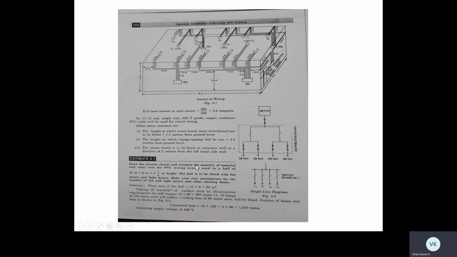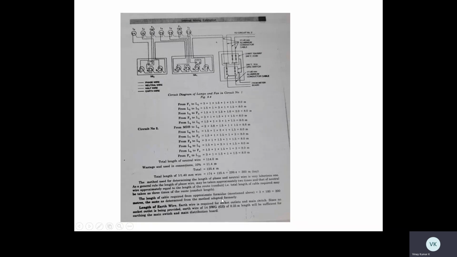Draw the electric circuit and estimate the quantity of material. We have estimated how much cable we require. And this is the costing. This is how the costing takes place.